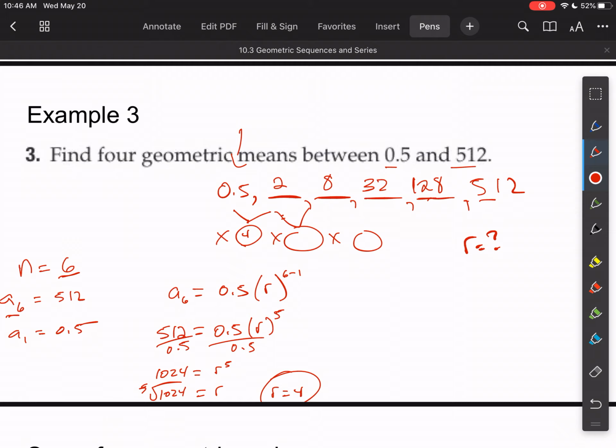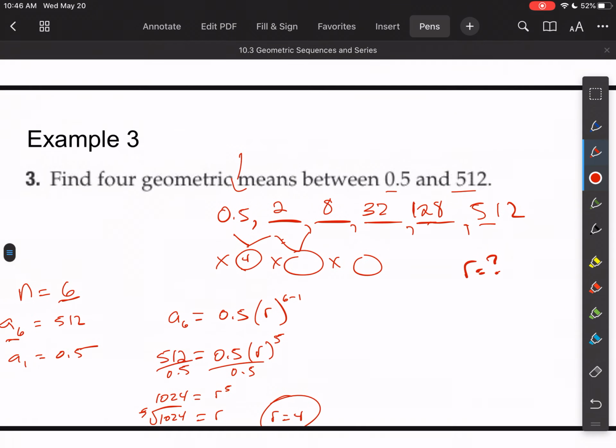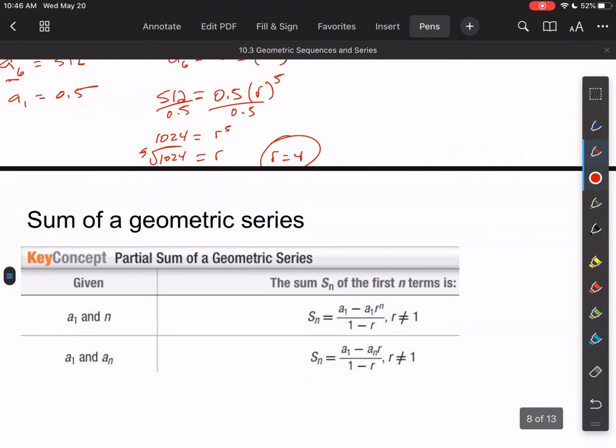So that's how you find the numbers in between two numbers in a sequence that is geometric. It's just using the same exact formula.